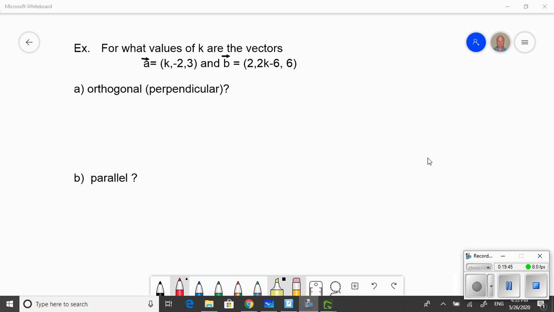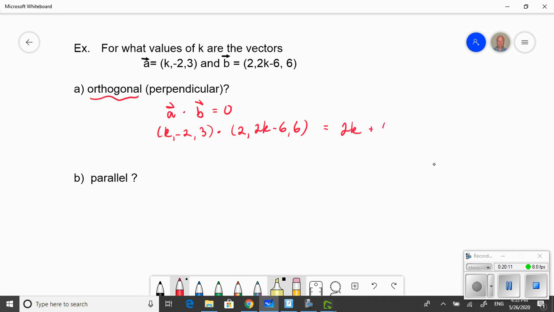The term orthogonal is a little different. That means perpendicular when it's vectors. So I know when they're perpendicular, the dot product is 0. So I think I can probably find the dot product of these 2 vectors. I think that's a calculation we should be okay with now when they're algebraic vectors. That's going to be k times 2, plus negative 2 times 2k minus 6.